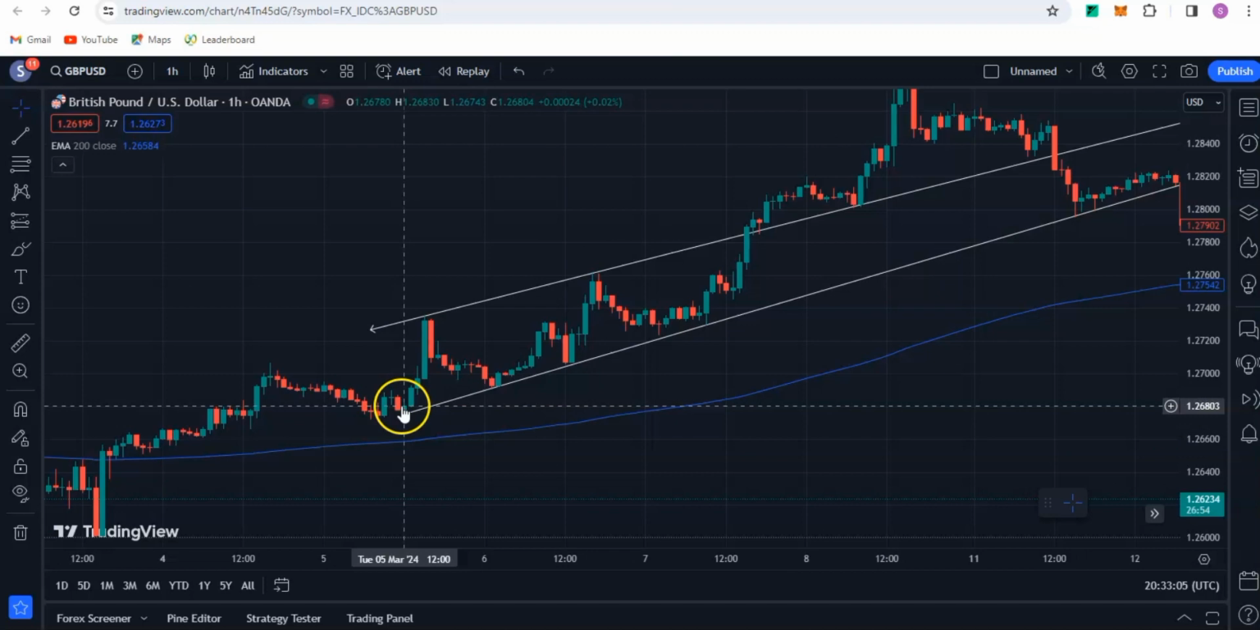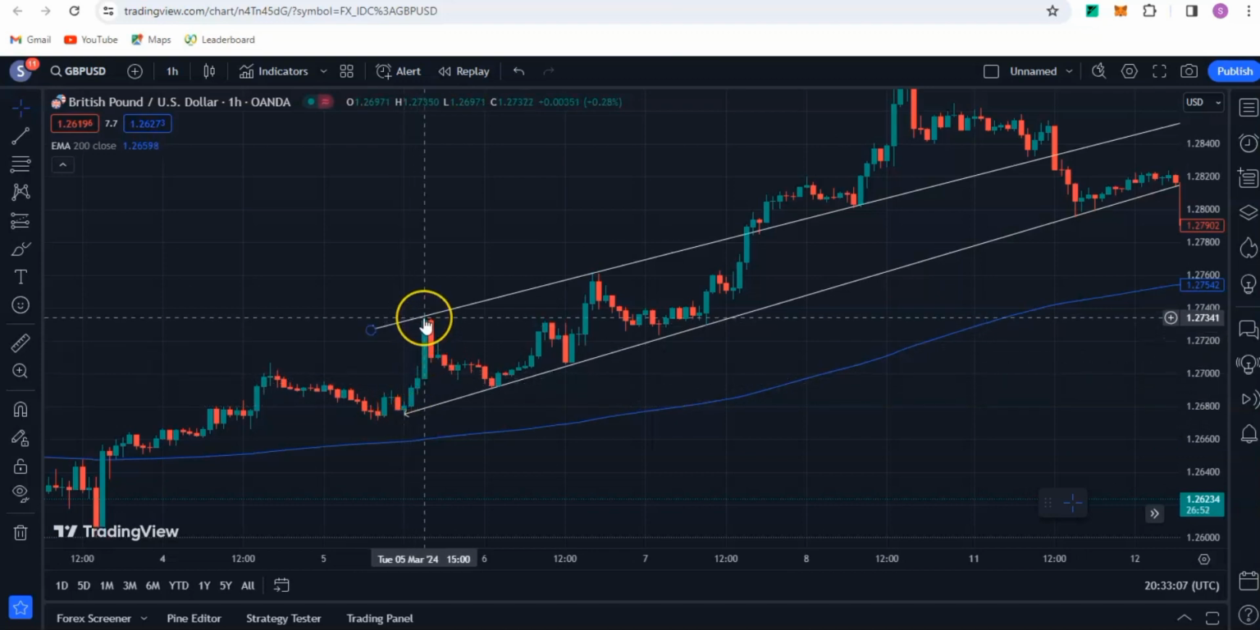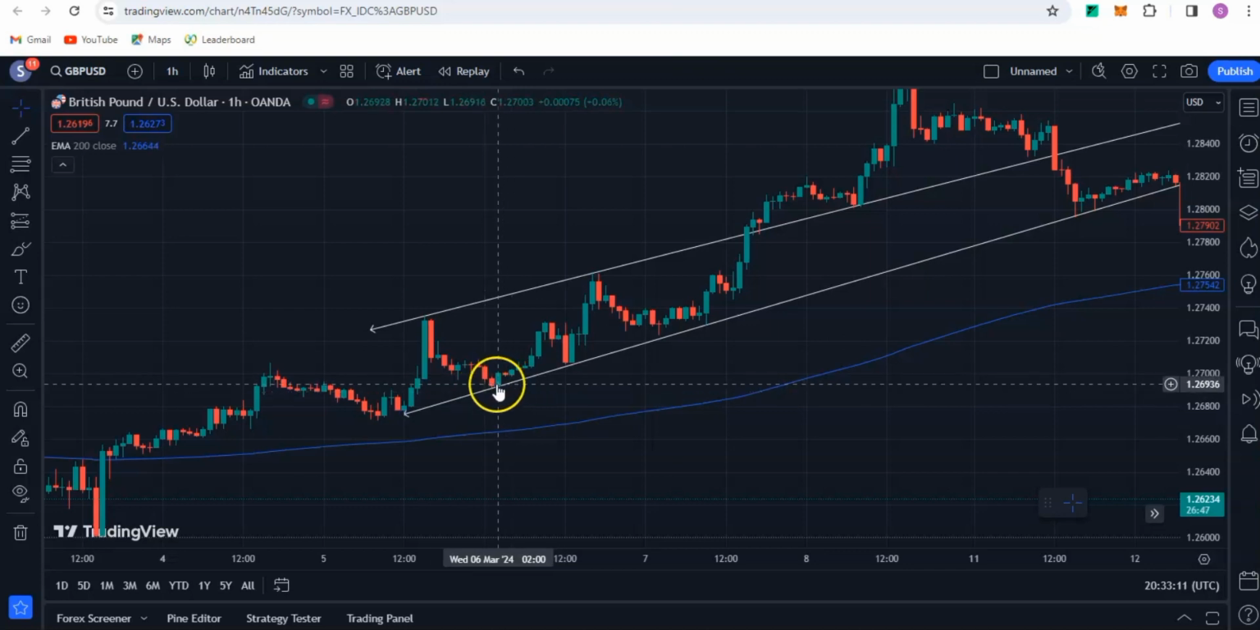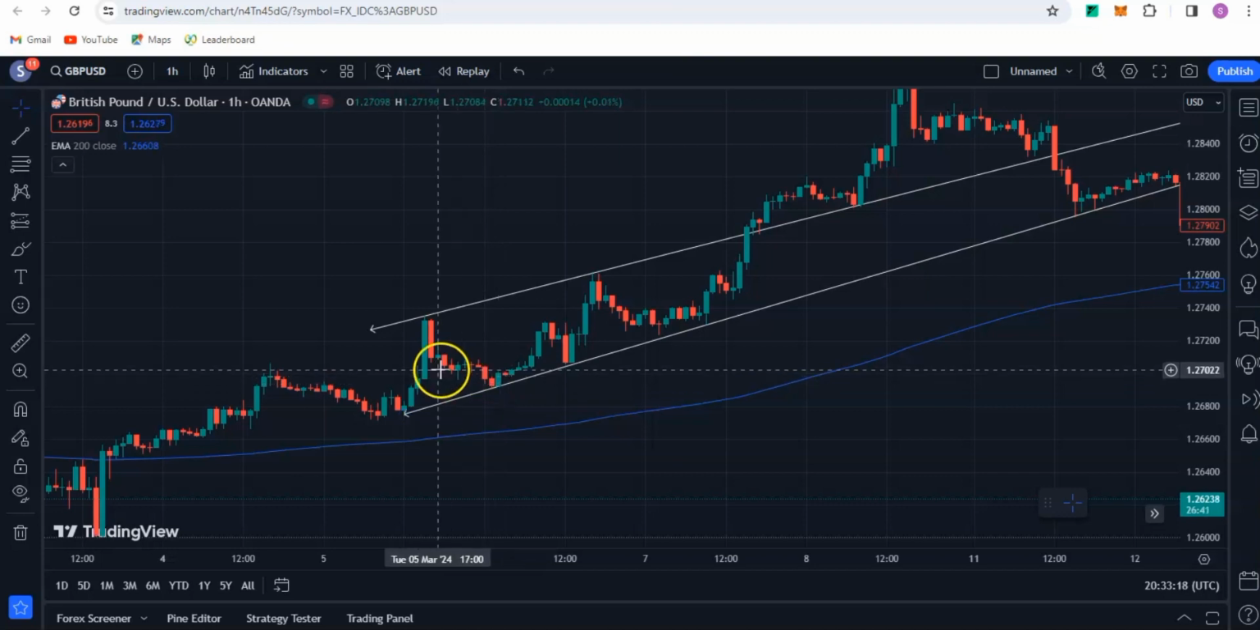Now look at this candle coming from here. Immediately the candle touches this trend line, you can see a retracement coming back to touch another part here. As a trader, remember this is 1 hour time frame, meaning every candle represents 1 hour.